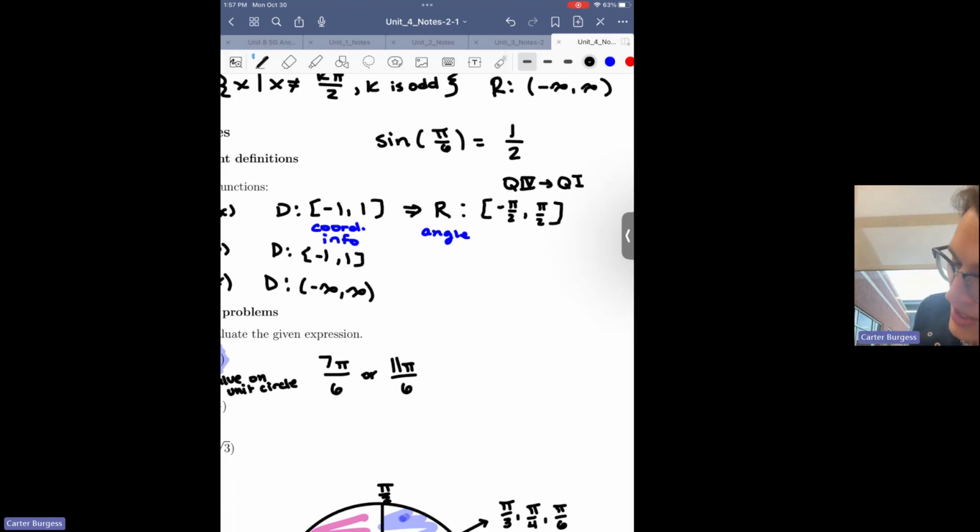Tangent is the same. Well, it's mostly the same. The only difference with tangent is that we can't actually plug in, or we're never going to get, negative pi over 2 or pi over 2, because you'd have to plug in infinity and negative infinity. It's not going to happen. So the range is going to be very similar. We're going to use quadrant 1 and quadrant 4. We just aren't ever going to have the endpoints here. So it's pretty much the same, just not including negative pi over 2 and pi over 2, because they're outside the domain of tangent.